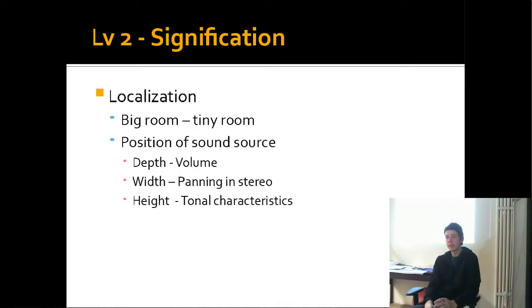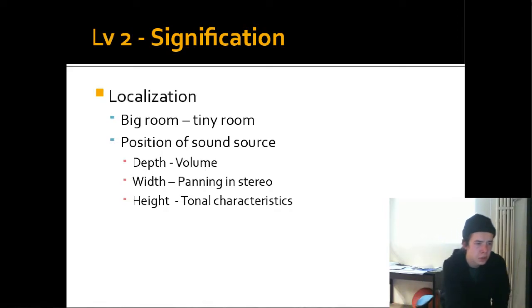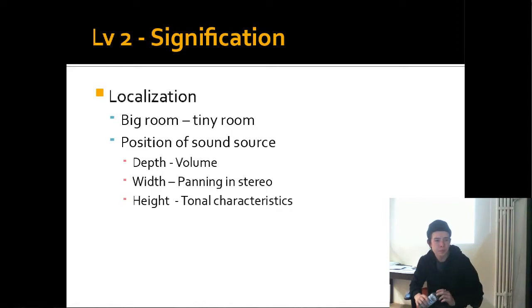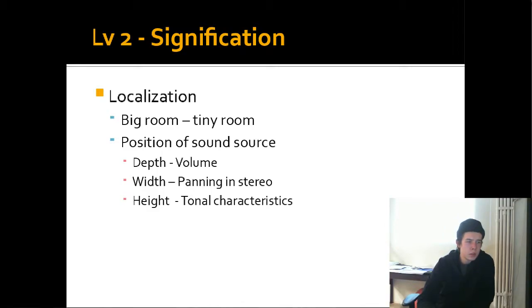So to indicate the room, we can use simple parameters such as volume, panning, and tonal characteristics. If we use high, loud volume, the sound is mostly perceived as being closer. If we use softer volume, the object is perceived to be farther. With the width, it goes left and right, so we can already put our object far, near, left or right. And with height, it's also a tricky one. We can hint the verticality.